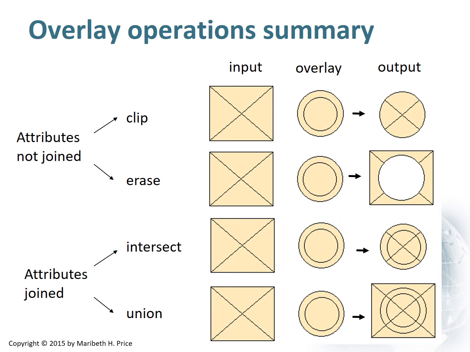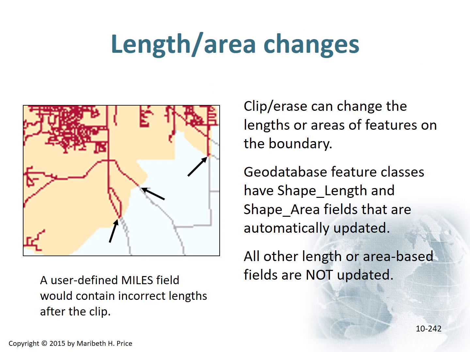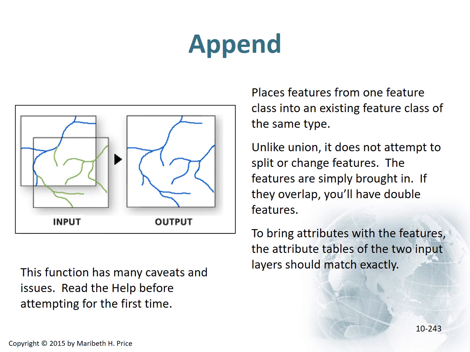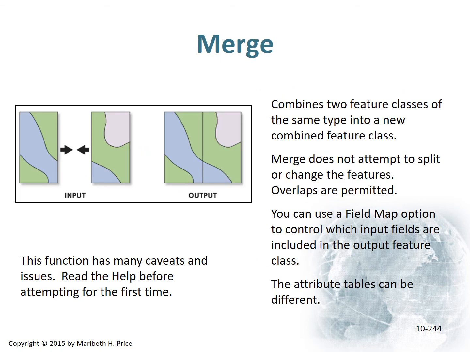Alright, I'm going to give you something like this maybe, and we'll maybe cover up some of the words, and you've got to fill them in. You need to understand length and area, and how when you go messing around with things, clipping and doing overlays, that stuff can change. You need to know what is and is not updated in terms of area and length. You need to know what the append function is and how it differs from merge.